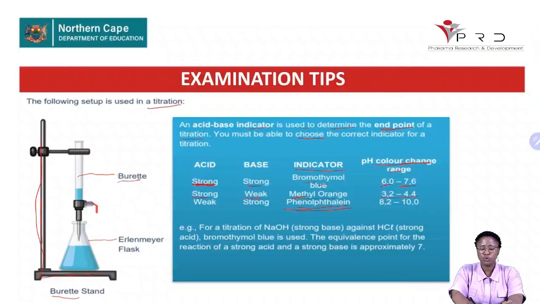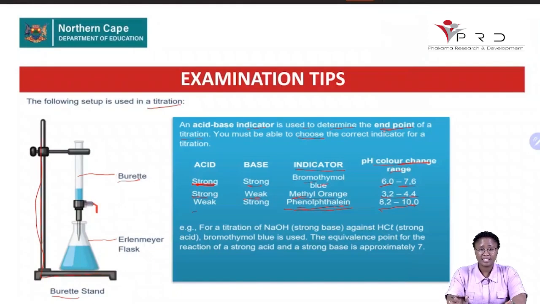Then another indicator that you need to know is phenolphthalein, which you use when you are reacting a weak acid with a strong base. And as you can see, the pH color change, or the pH scale, will be between 8,2 to 10. So it depends on the type of acid and the type of base that you are reacting. But what you must remember is that the acid must be weak. It can be any weak acid, and any strong base.